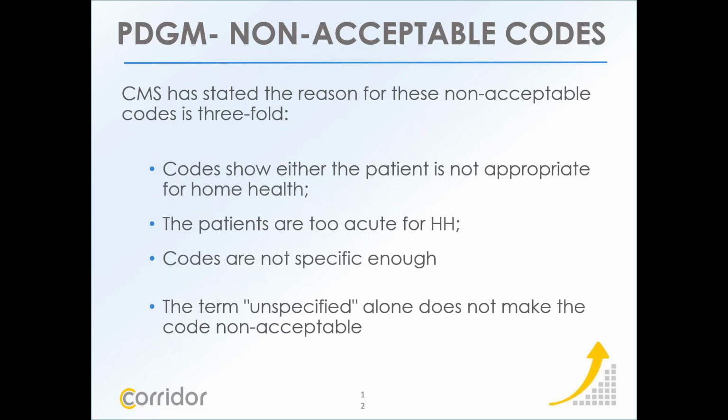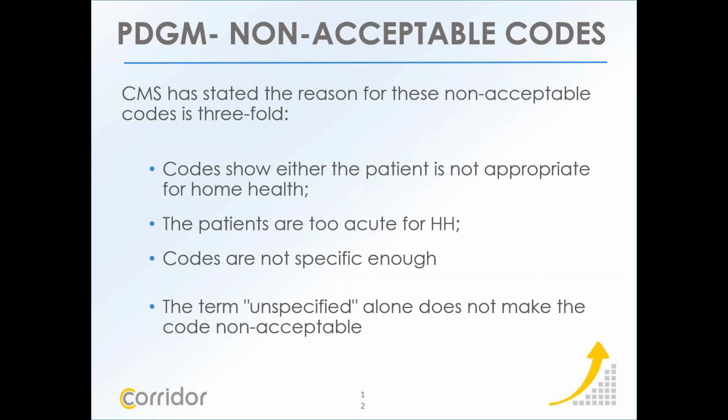So let's start talking about those non-acceptable codes under PDGM. Again, the non-acceptable codes under PDGM are codes that CMS has deemed we are not allowed to place in the primary slot. They're still okay for secondary. So if we're still using them later on, they're still valid codes and are not going to become invalid. But you just cannot put them in the primary diagnosis. It can't be your focus of care. And CMS has given us a threefold reason why these codes are deemed non-acceptable.